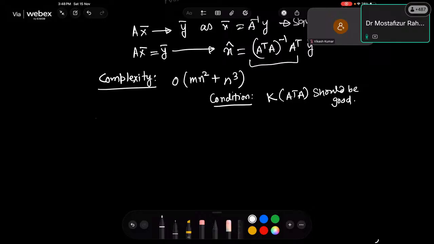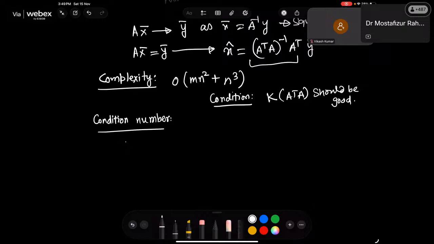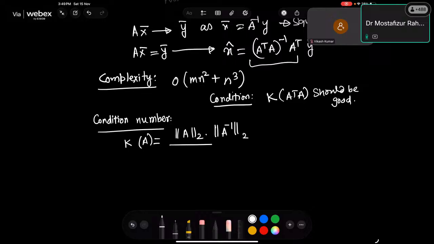So the definition of condition number, I said already, but let's repeat it. Condition number K of a matrix A is the norm of this matrix times the norm of its inverse. Okay.